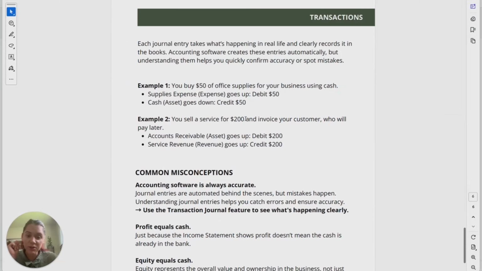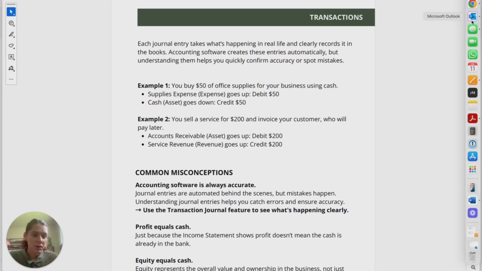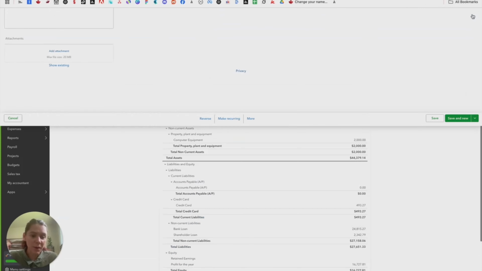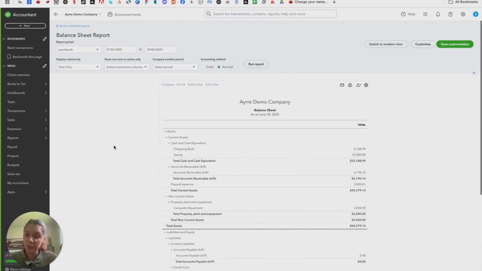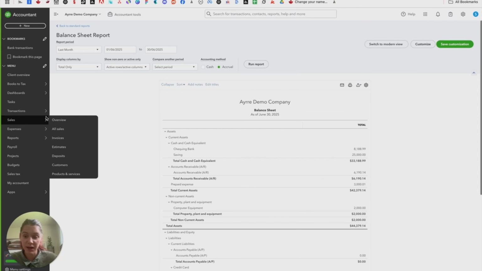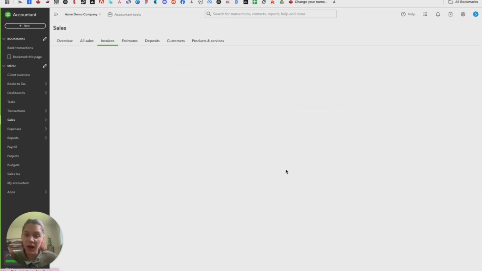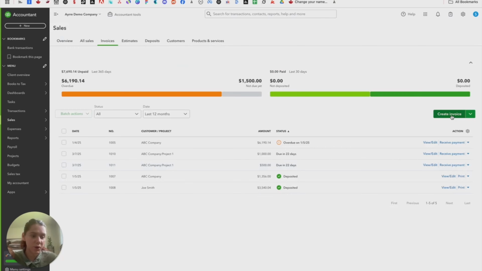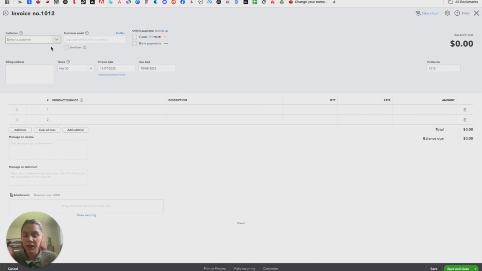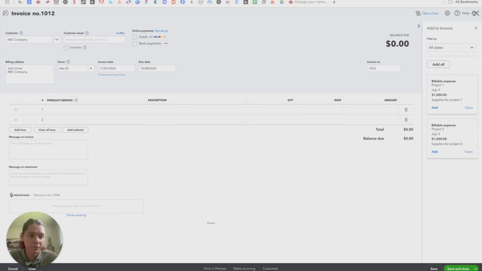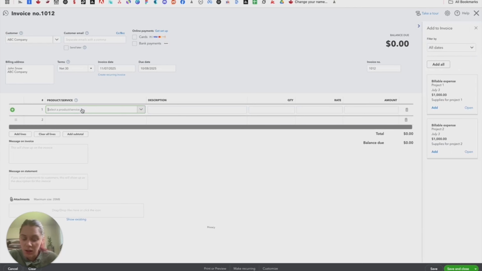Another example is you sell a service for $200 and you invoice a customer who's going to pay you later. In this example, I'm actually going to use the features in QuickBooks that I would usually use to record a sale. So let's say I'm going to record a sale. I'm going to create an invoice and choose my customer, say ABC customer. I'm going to select a product.